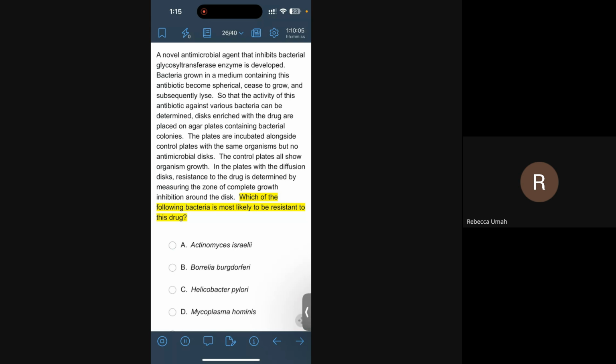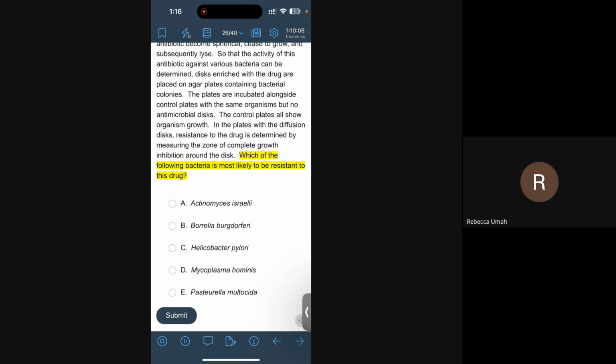But out of all these bacteria, which bacteria does not have a cell wall? Mycoplasma. Mycoplasma does not have a cell wall. That is also the reason why Mycoplasma does not stain on the gram stain. So if you're using an antibiotic which inhibits the formation of the cell wall, that antibiotic will not function on Mycoplasma.